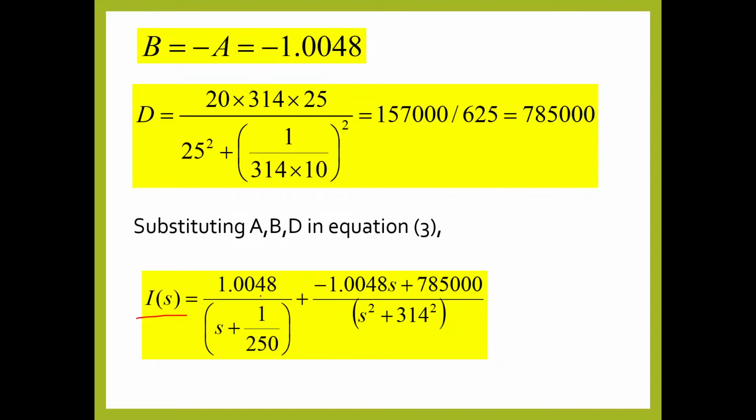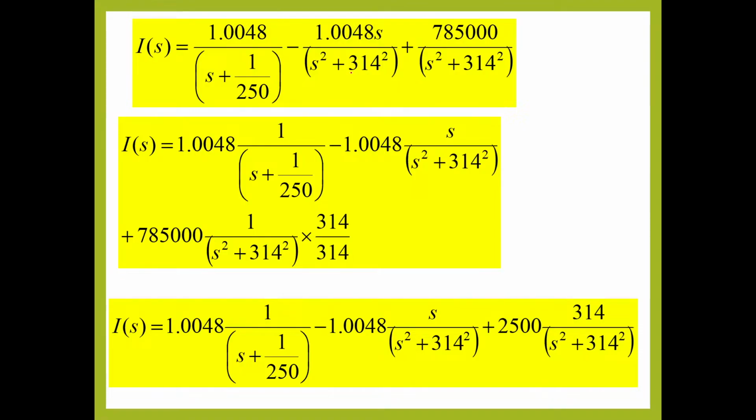I of s is equal to 1.0048 whole divided by s plus 1 by 250, plus minus of 1.0048 s plus 785,000 whole divided by s square plus 314 square. You just rewrite this whole numerator term, you divide the denominator into two parts, to split the numerator. So you can do that. So I have split it and rewritten it like this.